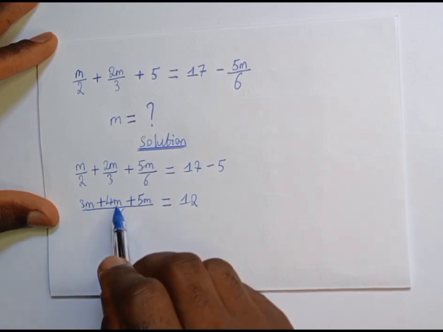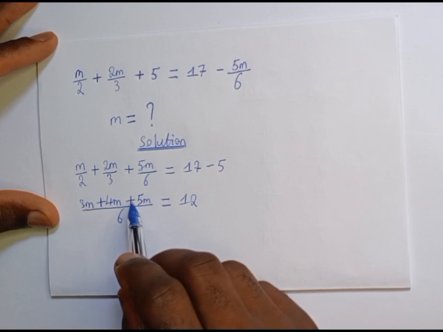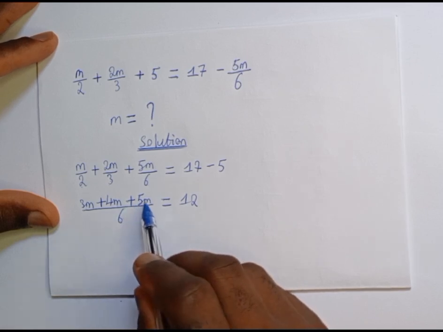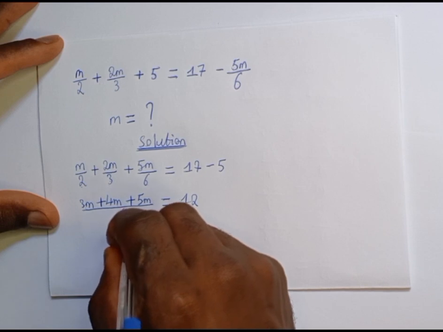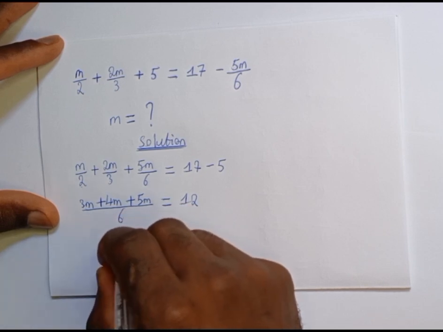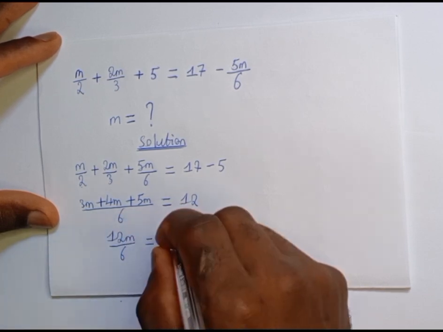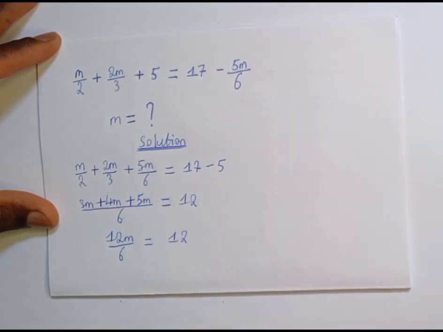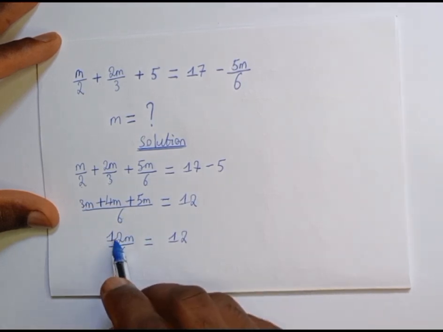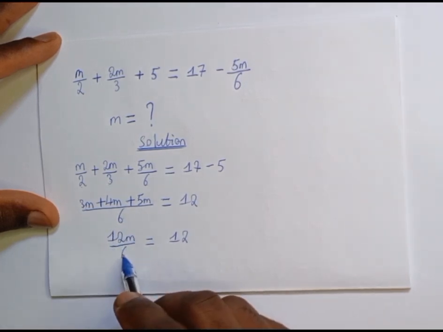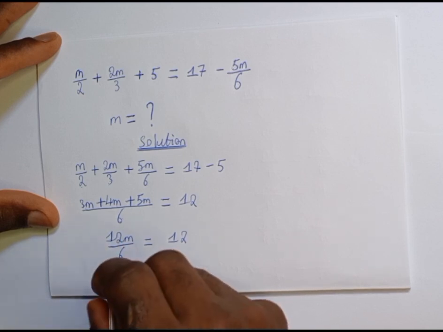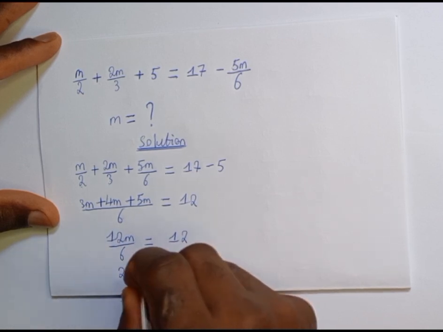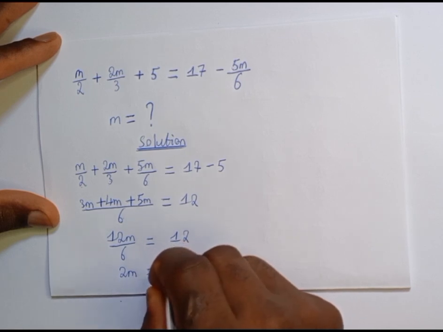3m plus 4m gives us 7m. 7m plus 5m gives us 12m all over 6 is equal to 12. 12m divided by 6 gives us 12 divided by 6 gives us 2 times m. 2m is equal to 12.